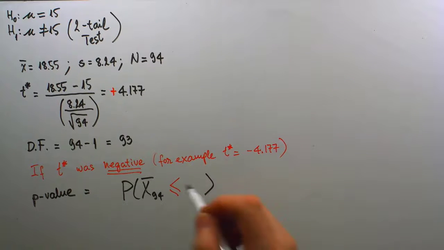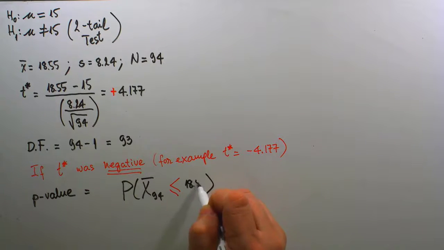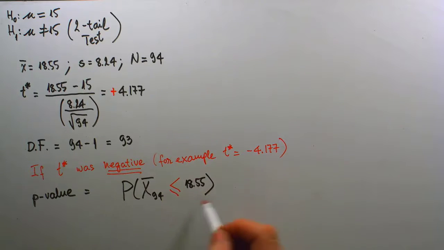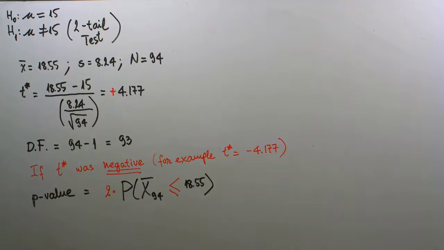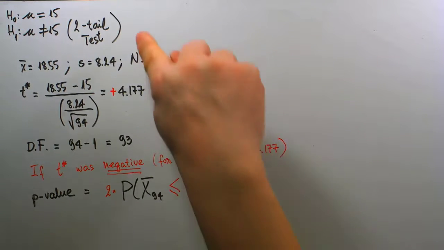And again, the sample mean value is placed here. And of course, this overall probability is to be multiplied by 2 due to the fact that this is in the end a two-tail test. And that's the general way of how we handle a two-tail test.